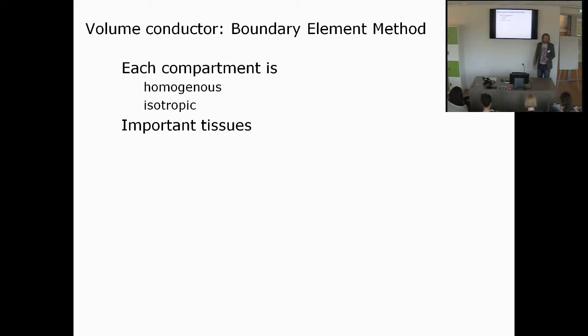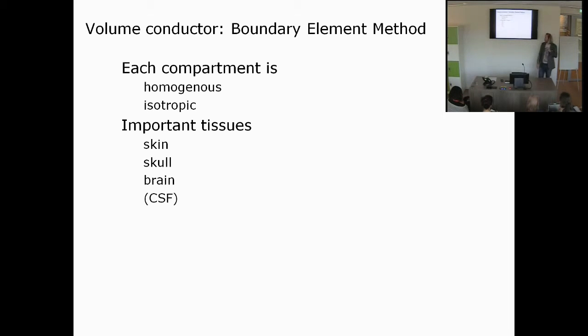We have some important tissues that we normally consider in a model, and that's the skin, the skull, and the brain. So what we often do is we just say we have 3 tissue types, and these 3 tissue types really have different electrical conductive properties. And sometimes if we make accurate models, we will also consider the CSF, as a very thin layer between the brain and the skull.